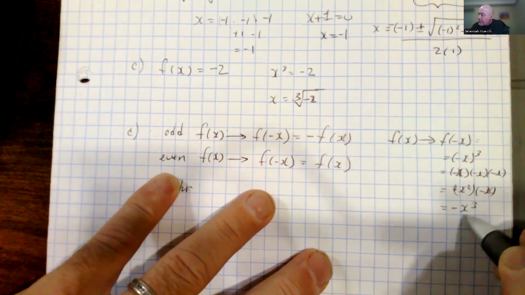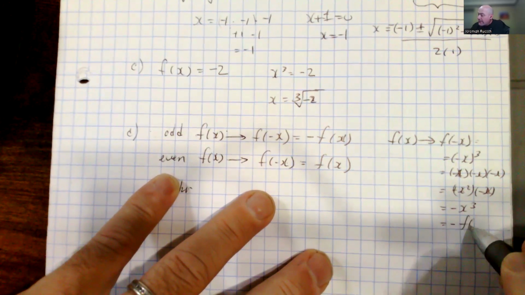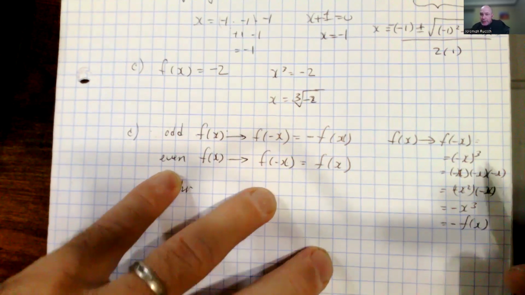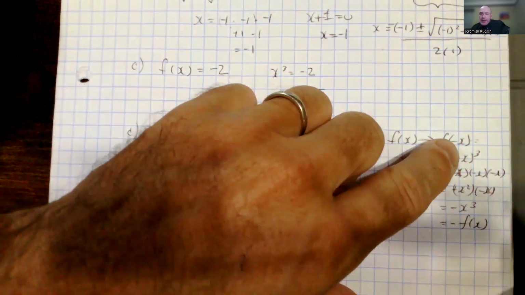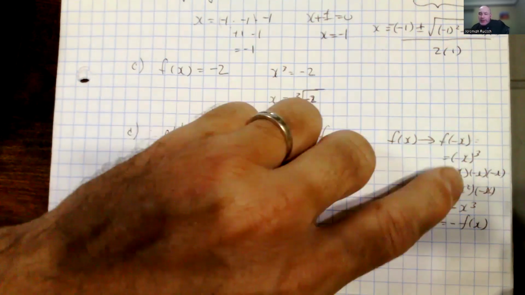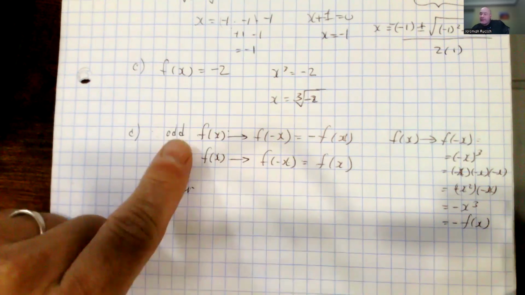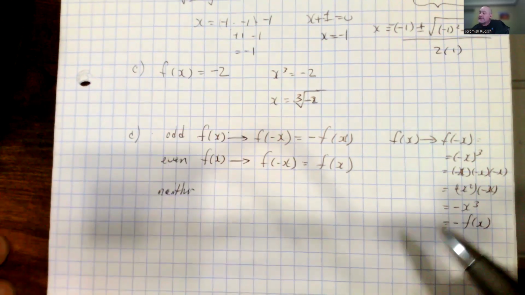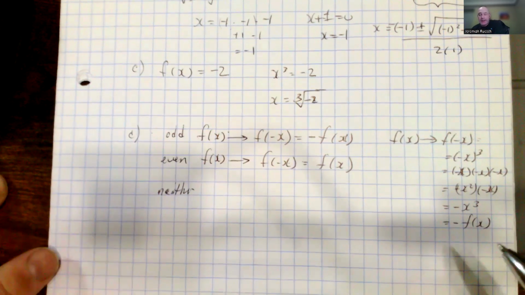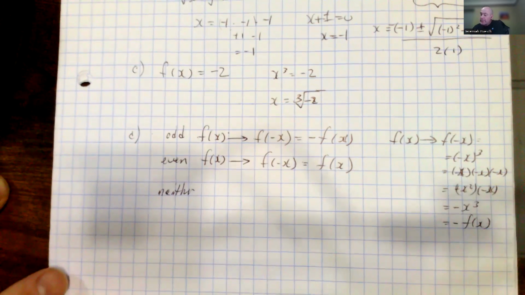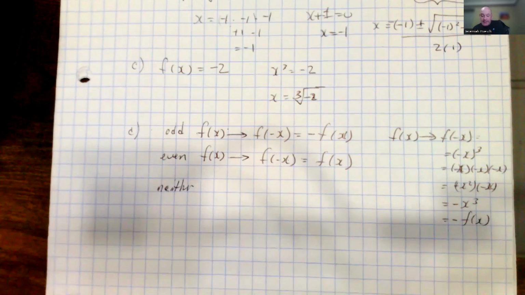Well, x cubed is f of x, so this is negative f of x. So it looks like when we replace x with negative x, we end up getting negative times f of x. So that's the formal proof that this is in fact an odd function. So x cubed is an odd function, as we would expect. And this is the proof of that example.